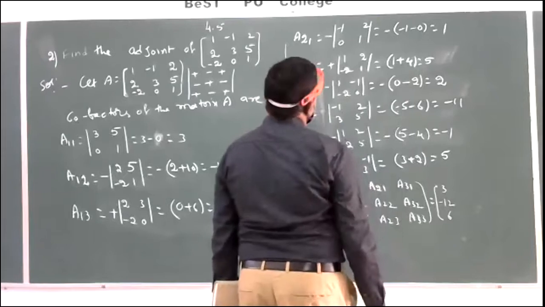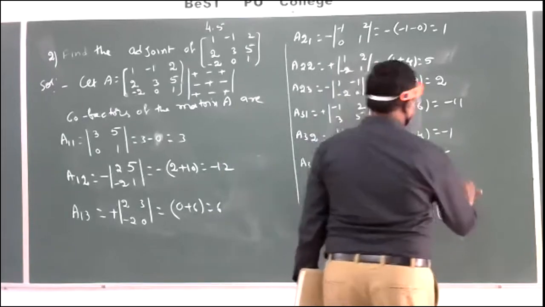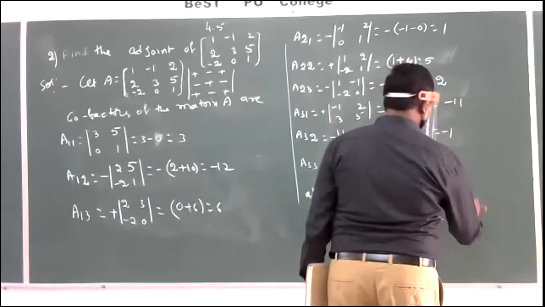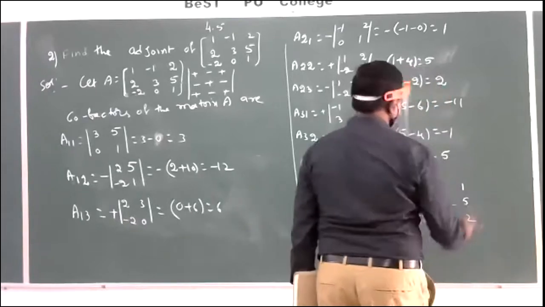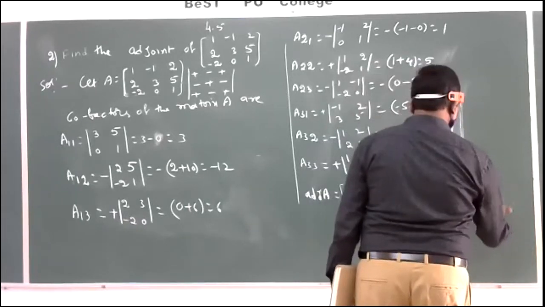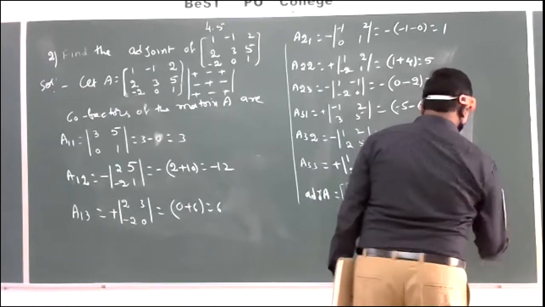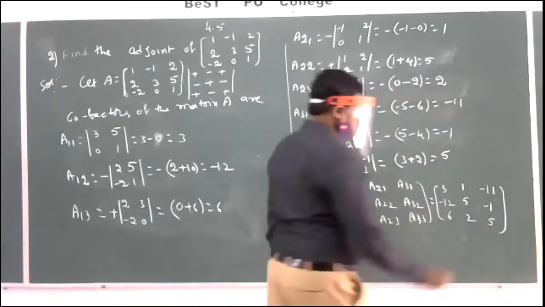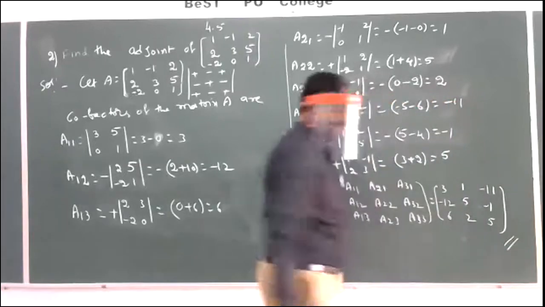Next 1, 1, 5, 2. Next minus 11, minus 1, 5. This is the adjoint of the matrix A.